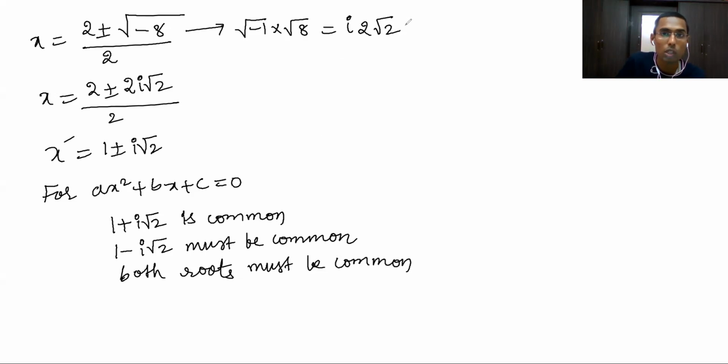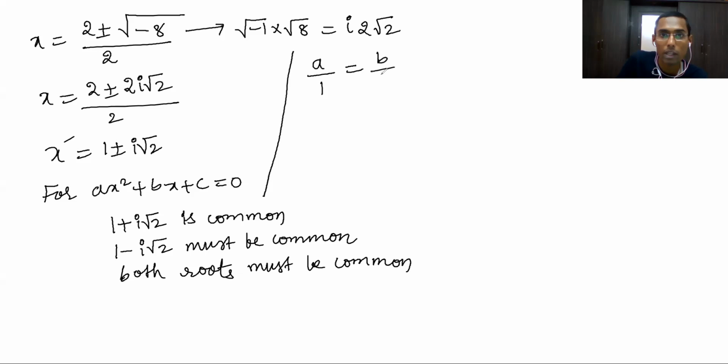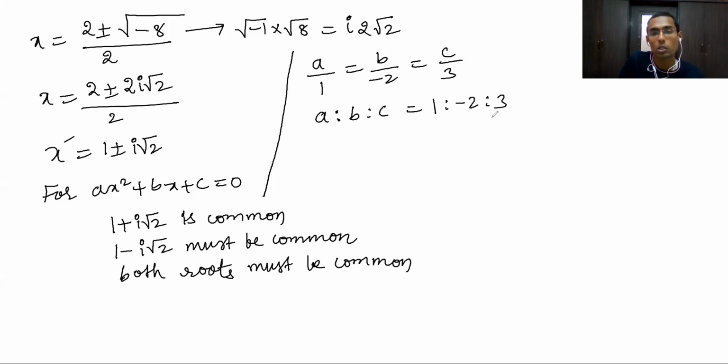So if both roots are common, what is the condition? a1 by a2 equals b1 by b2 equals c1 by c2. That means a, b, c are proportional to 1, minus 2 and 3. So a by 1 equals b by minus 2 equals c by 3. He asked for a is to b is to c, that is 1 is to minus 2 is to 3, which is your answer.